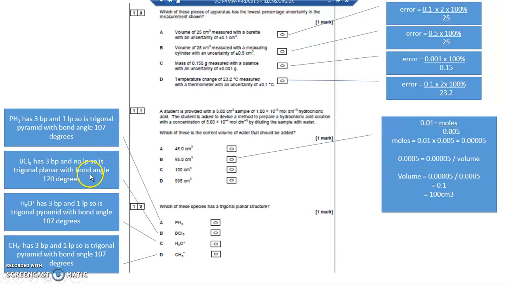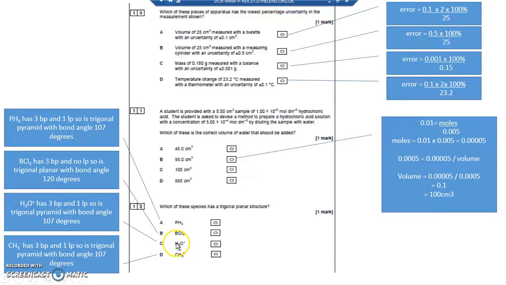BCl3 has 3 bonded pairs and no lone pairs, because boron is in group 3, so it's got 3 bonded pairs and no lone pair. Now that might be planar. So 3 bonded pairs and no lone pairs will repel equally to give a bond angle of 120 in a trigonal planar shape. So your answer is B.